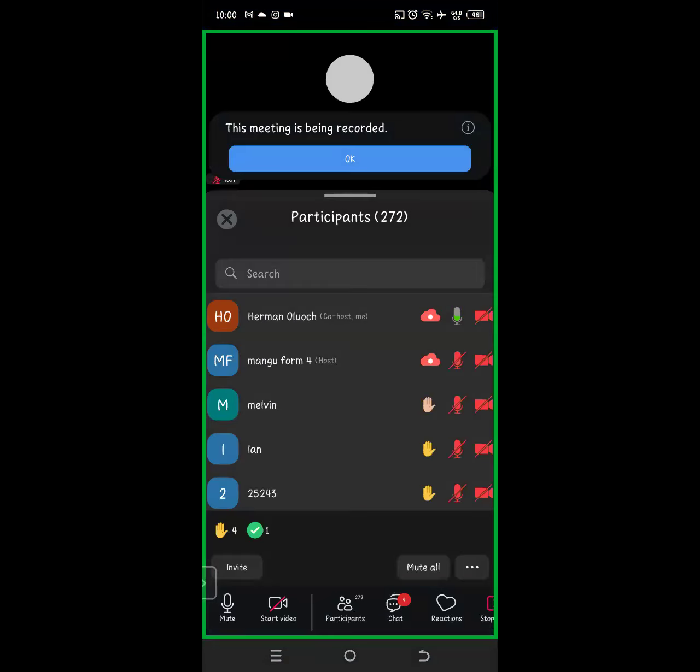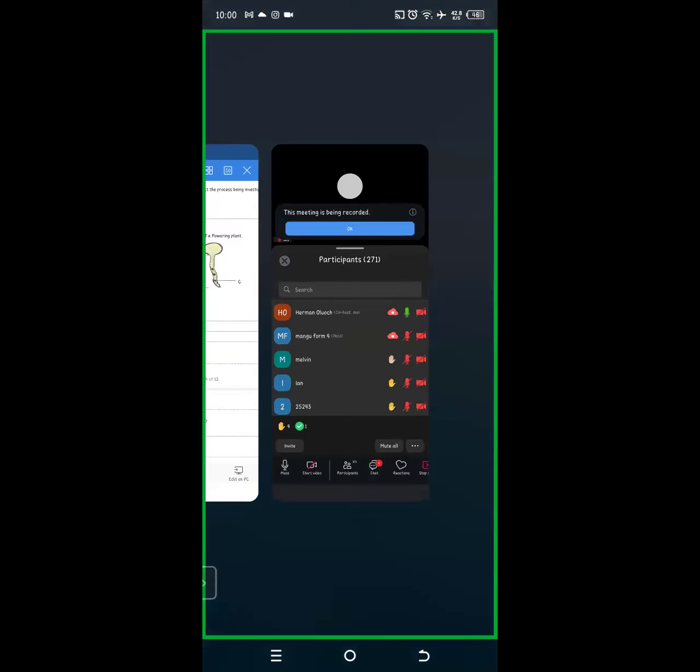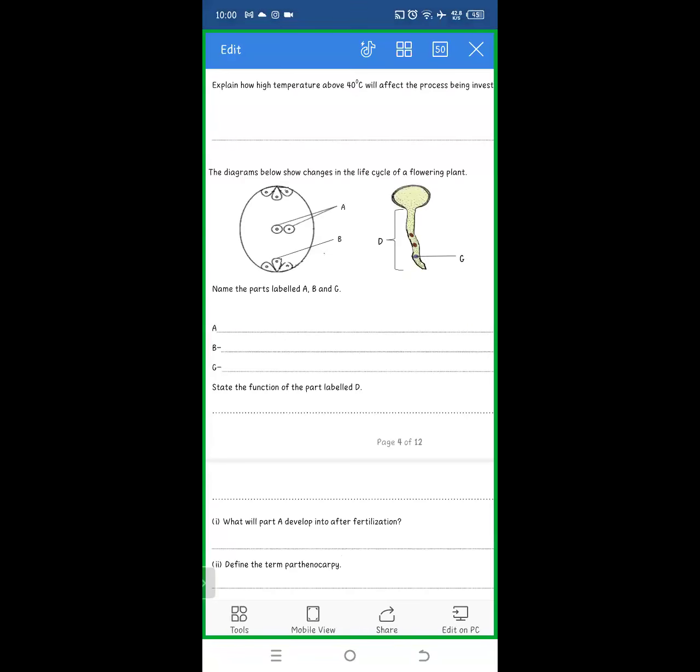We have Melvin. Melvin, you can unmute and speak. Provide nourishment to the developing embryo. Provides nourishment to the developing embryo. Really? I doubt so. Well, the ones that are above, that is above A, we call those antipodal cells.